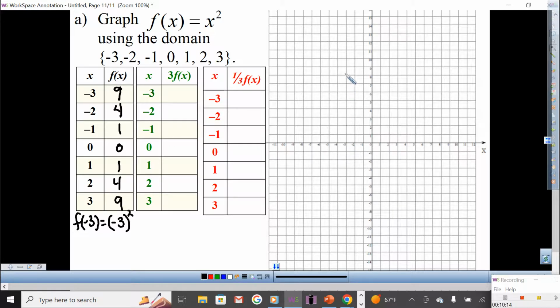-3, 9. -2, 4. -1, 1. 0, 0. 1, 1. 2, 4. And 3, 9. Sketch your parabola. Arrows at the end. And what do we label this one? F of x. There it is.